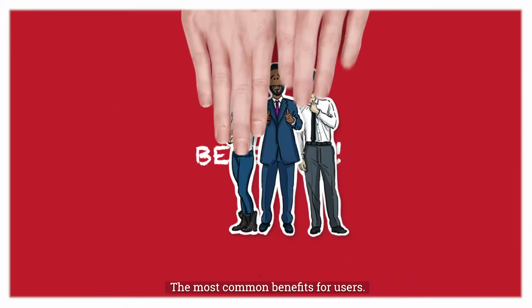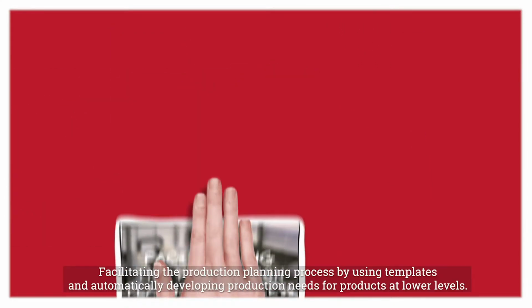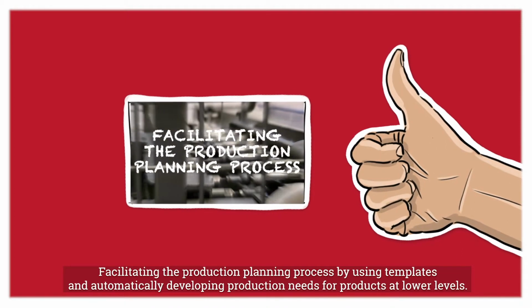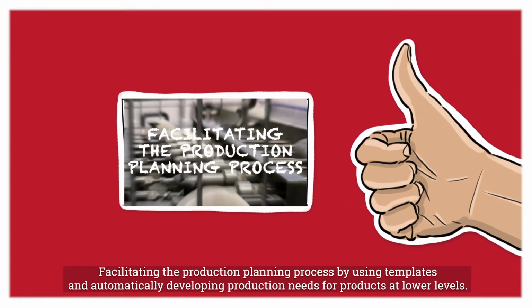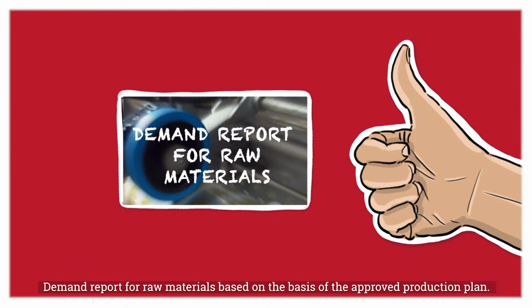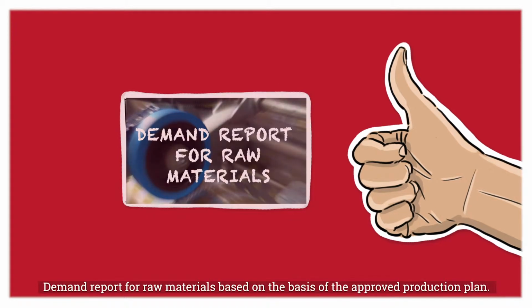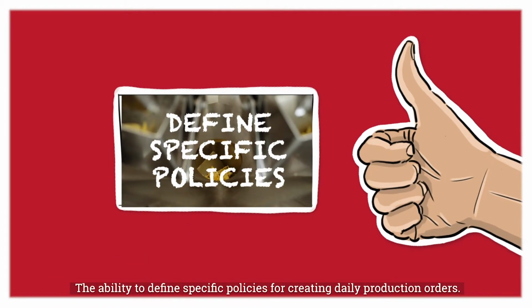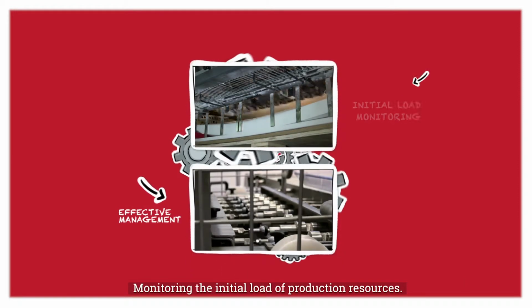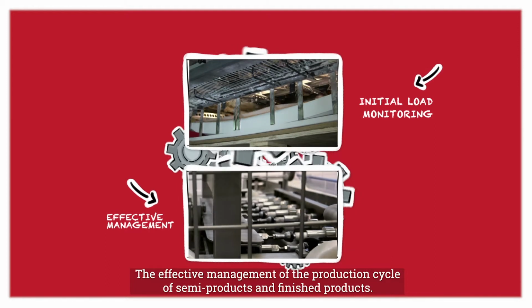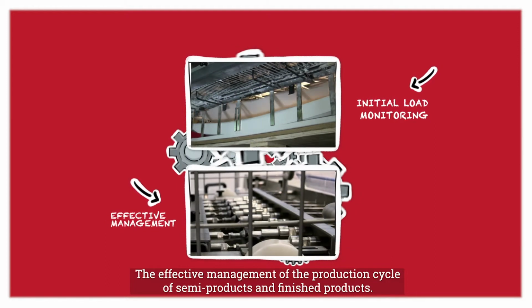The most common benefits for users: facilitating the production planning process by using templates and automatically developing production needs for products at lower levels. Demand report for raw materials based on the approved production plan. The ability to define specific policies for creating daily production orders. Monitoring the initial load of production resources. Effective management of the production cycle of semi-products and finished products.